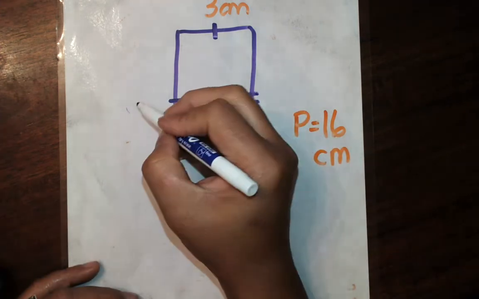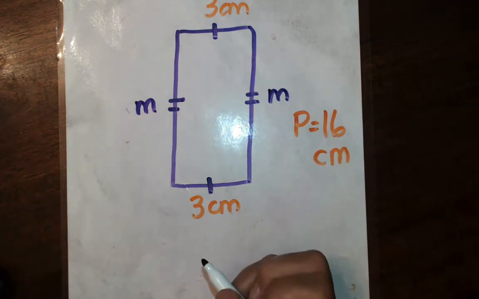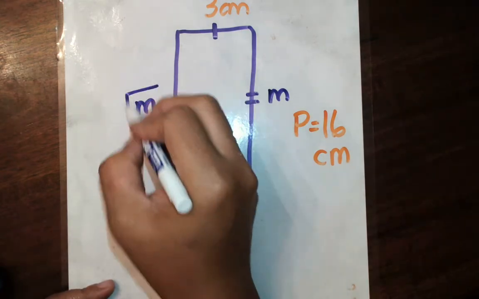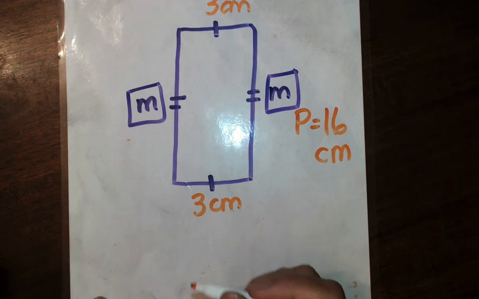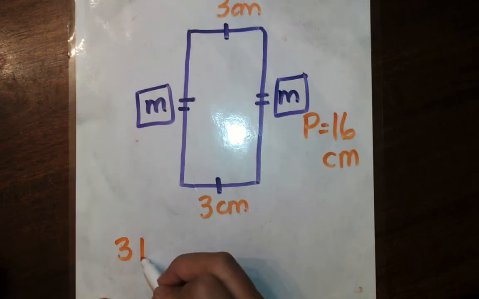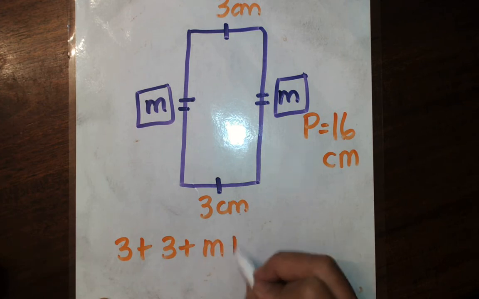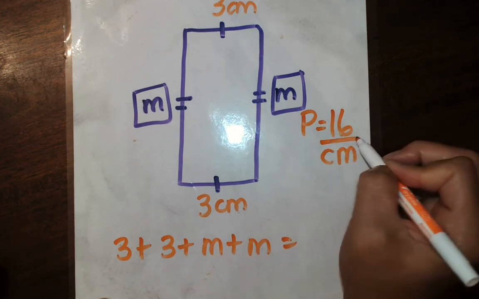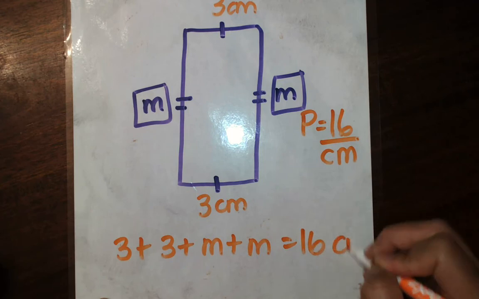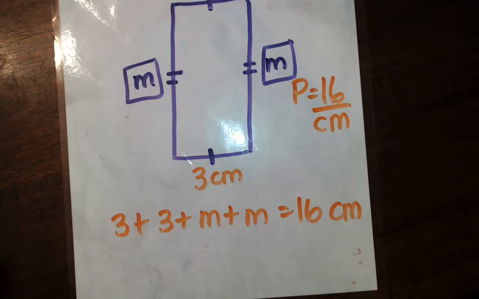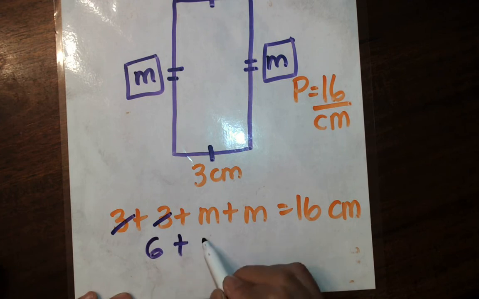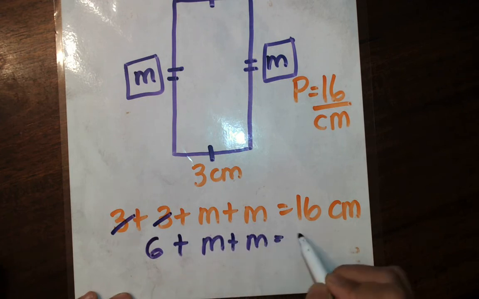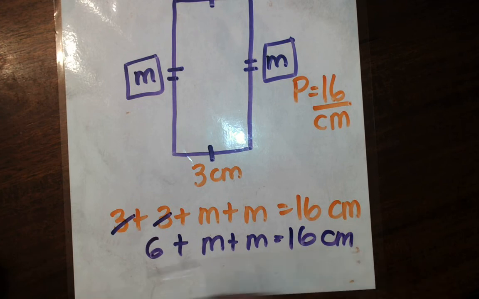We'll label this letter M. Let's solve for letter M. Well, remember, perimeter just means adding up all the sides, right? So I know I have 2 3s and then 2 M's, and they all equal 16 centimeters. Well, here we go. Let's see if we can figure out what it is. We have 3 plus 3, which is 6, plus M plus M equals 16 centimeters.